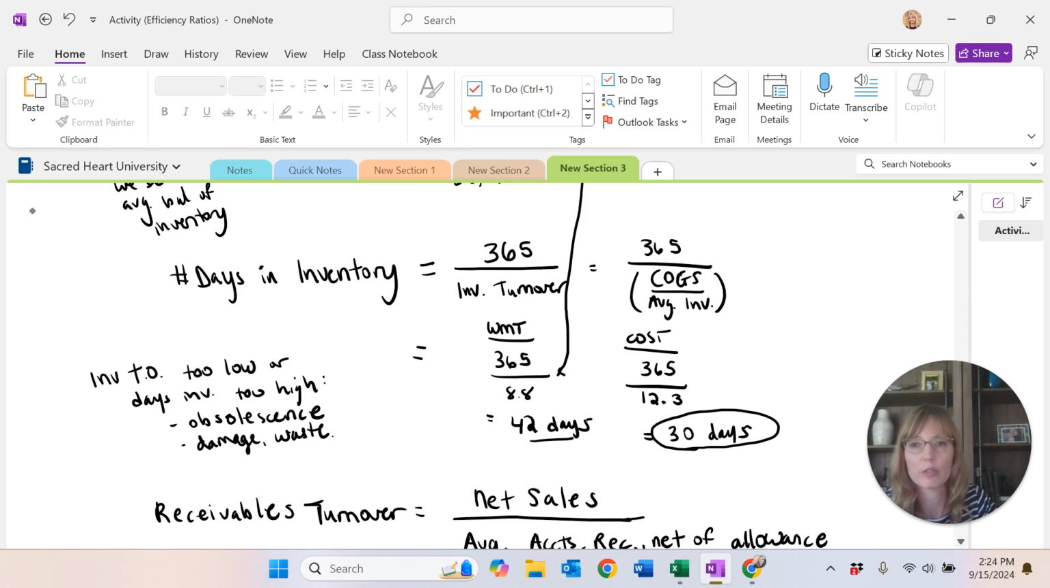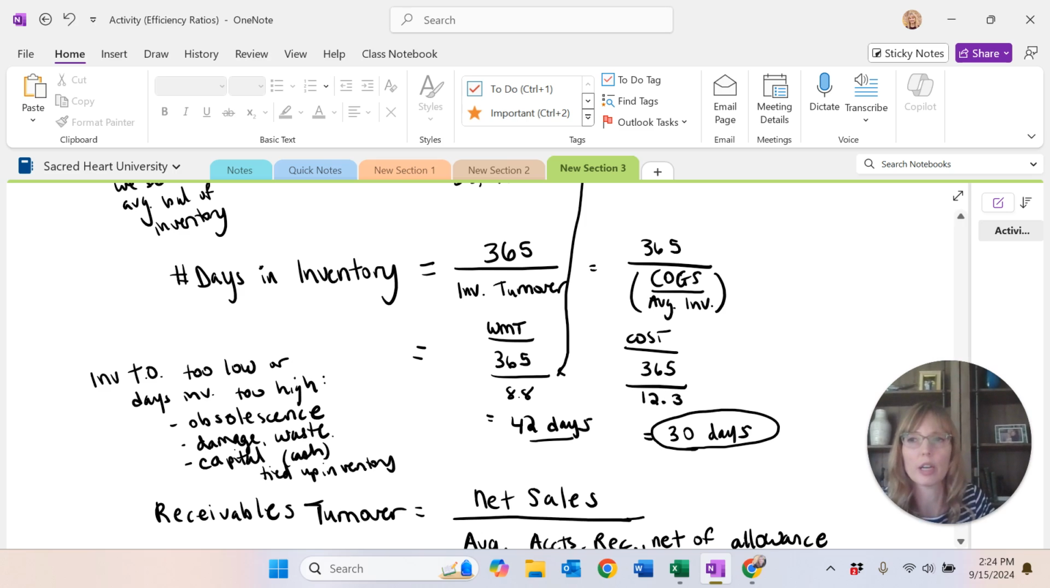So we want to sell our inventory as quickly as possible. Also, if we have our inventory sitting on the floor in the stores for too long, this is capital tied up. Capital or cash tied up in inventory in an unproductive way.